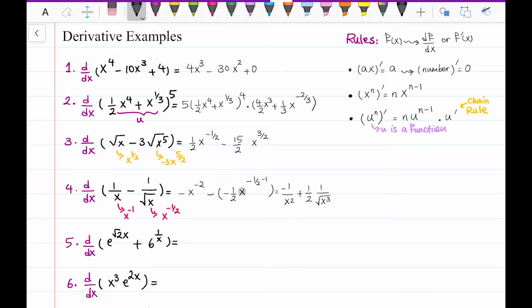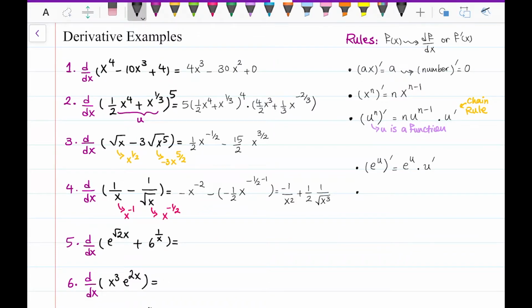Very good. Now for the next one, we need 2 more rules. So if I want to give you a rule, e to the power of any function, derivative of that would be e to the u. So you're going to rewrite e to the u, whatever the function u is, you're going to write that, and then times derivative of the function.